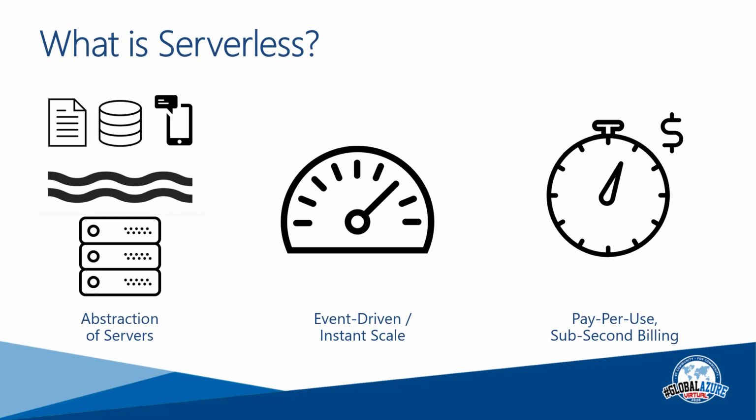You pay per use and sub-second billing. So here you're again only paying for when your function is running, and then when it does run, you actually are being charged at a sub-second unit. So in Azure Functions, it goes down to 100 milliseconds. So if your function takes 400 milliseconds, then you'll be charged at the 400 millisecond.